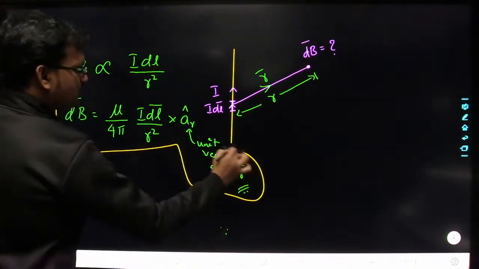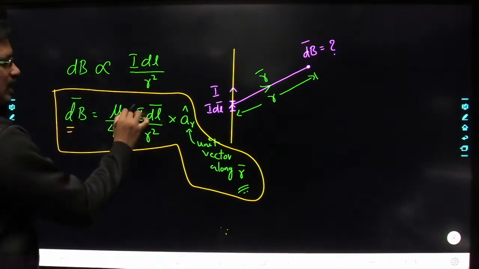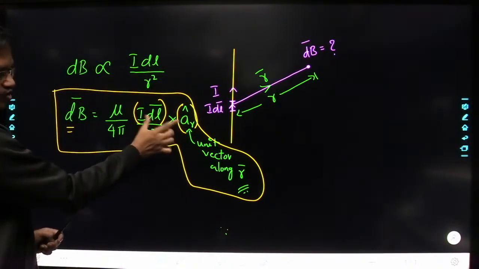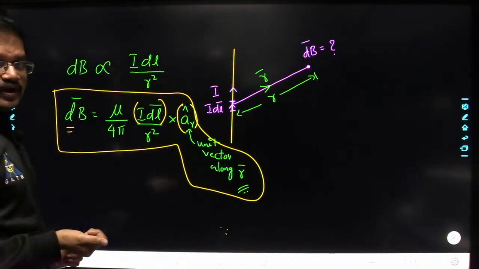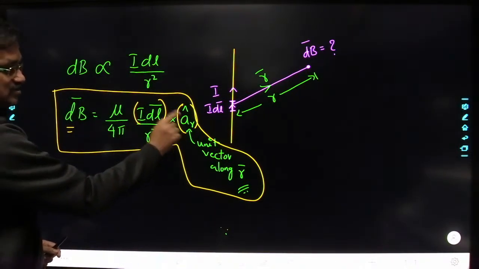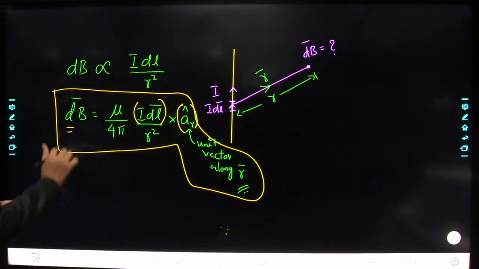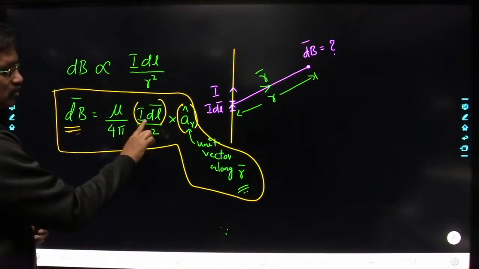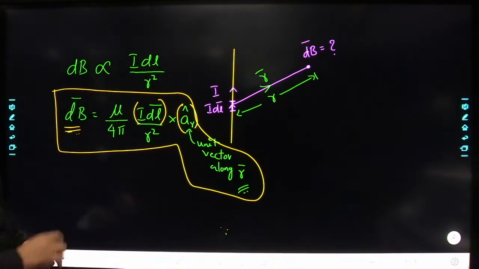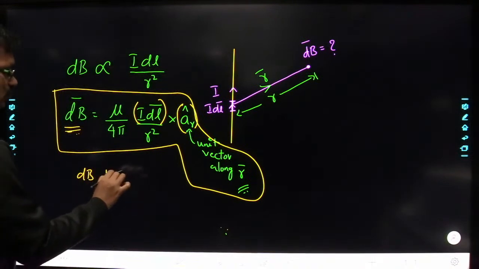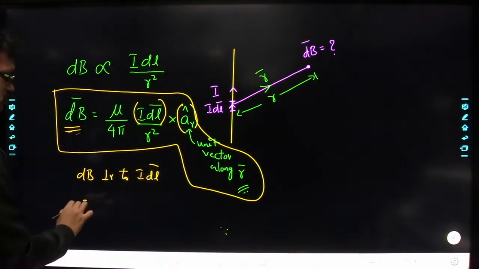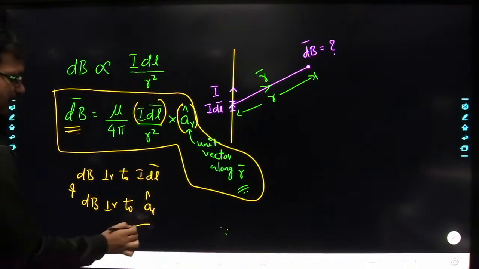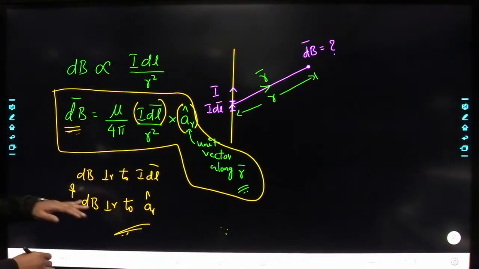So here I have told that if you observe, we are doing I dl bar cross a_R cap. So here you are doing the cross product between these two vectors. So that means the resultant vector must be perpendicular to what? Must be perpendicular to this current element as well as a_R cap. So what is the resultant vector here? It is nothing but this small differential B field. So this small differential B field must be perpendicular to both this current element as well as a_R cap. So that's what I have told here. dB must be perpendicular to I dl bar, and also dB must be perpendicular to a_R cap. Right. So this is what I have told.